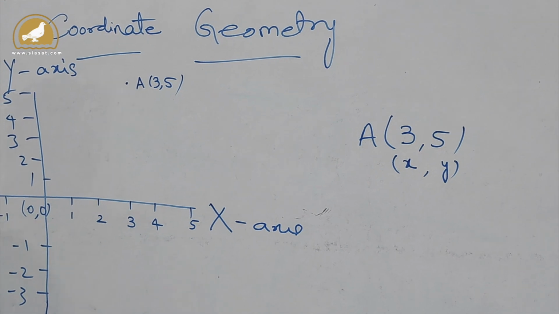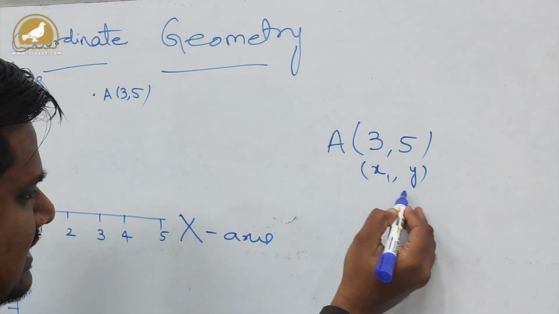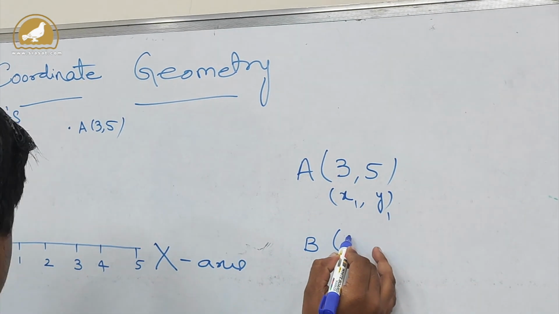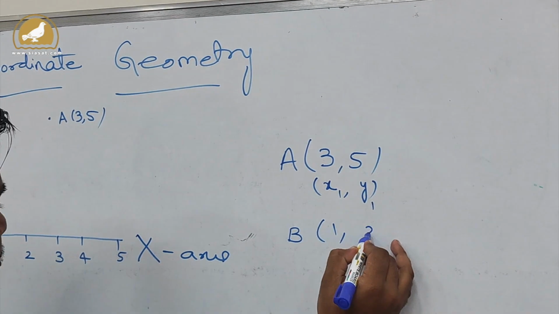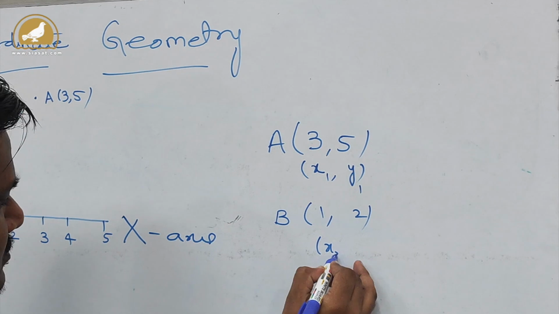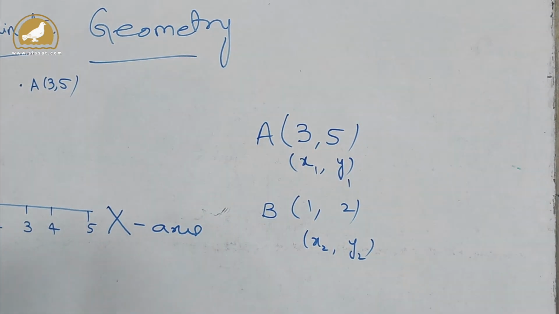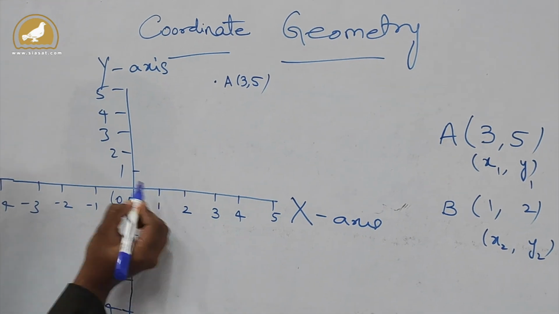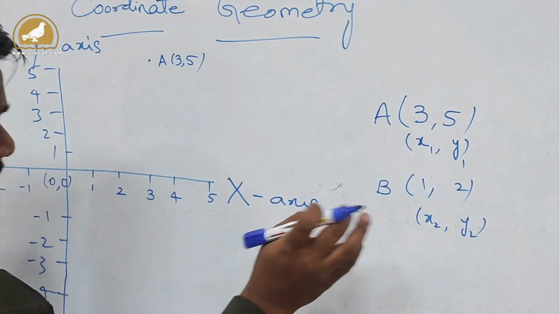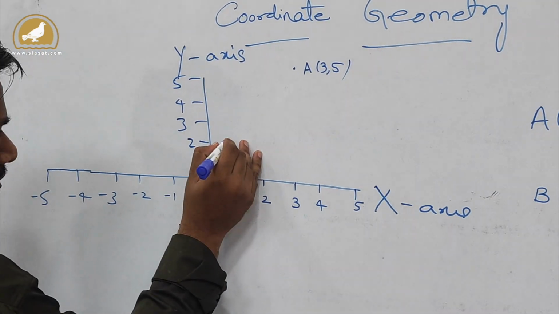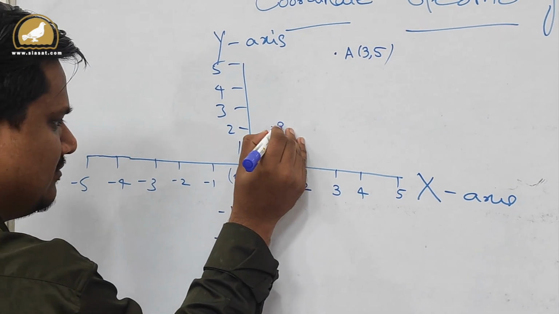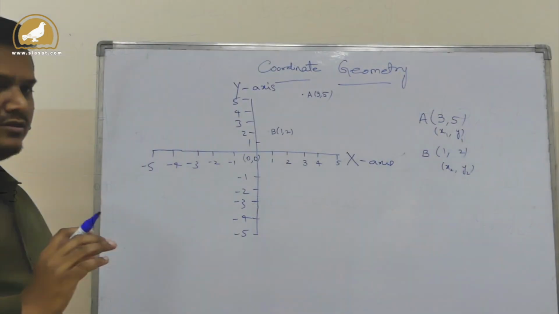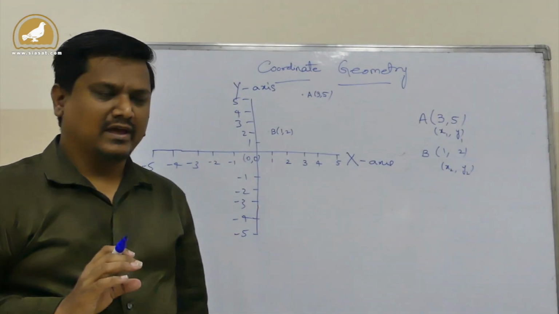Now for example, there is another point. Let us consider the first point as (x1, y1). There is another point B (1, 2). Let it be (x2, y2), the second coordinate. Here the x value is positive 1 and the y value is positive 2, so the point is somewhere here. So if I plot point B, it is (1, 2). We understood how to plot points on the axis.